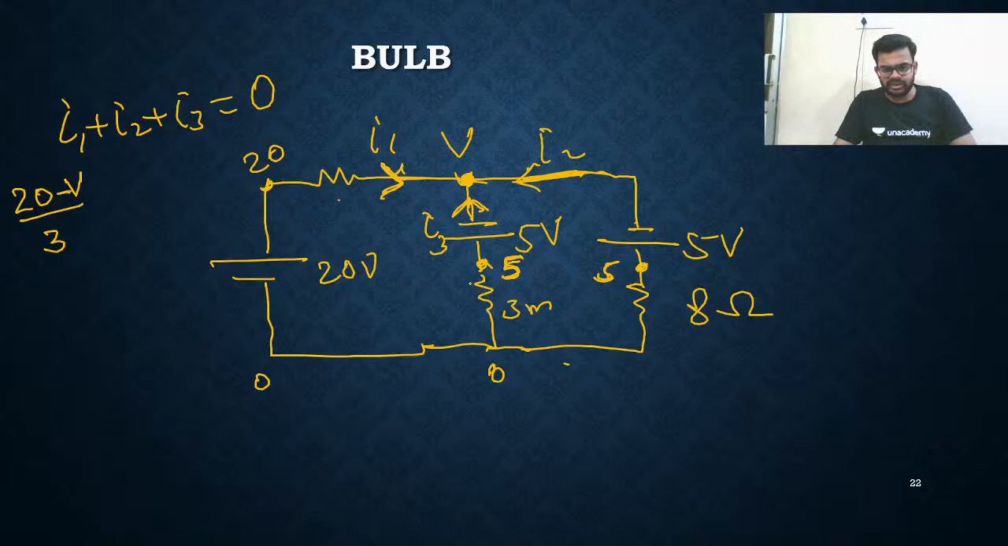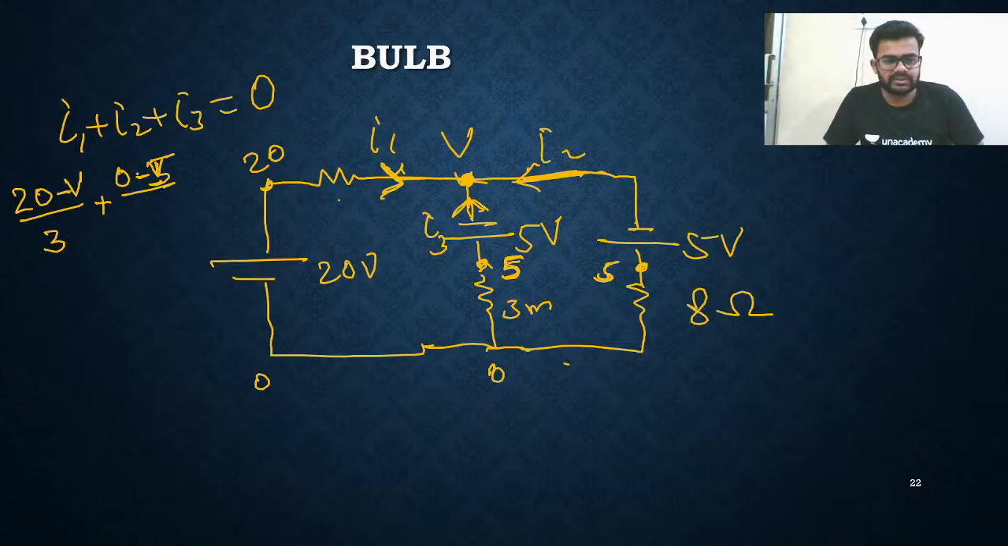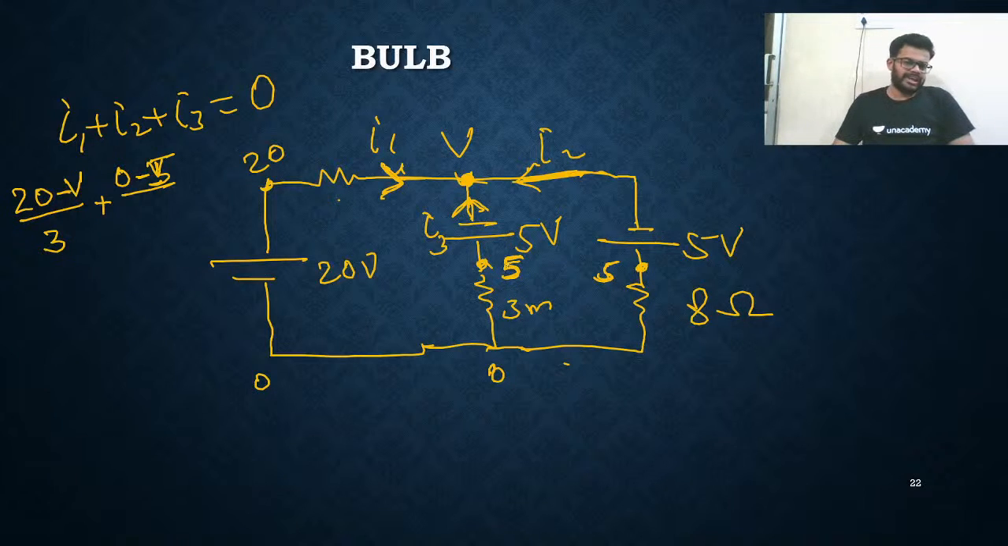Now here what will you write? Here the current is I3. You can write this is 5 volt across this, so 5 divided by 3. Correct? So here you will write 0 minus V divided by... 0 minus 5 divided by what? What can you write here? So this is 5 plus V. Sorry, this is potential, here is V, so here you will write 5 plus V. So 0 minus 5 plus V, and here resistance is 3.